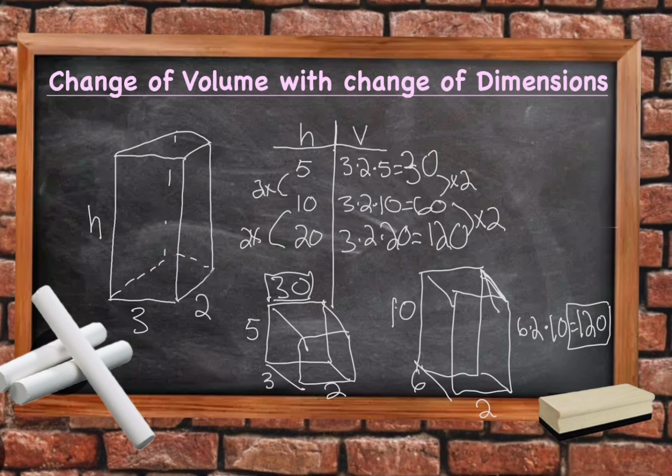Well, what happened here is that when we doubled both of the two dimensions, we doubled 5 and 3, we didn't simply multiply by 2, but we multiplied by 2 and then multiplied by 2 again. Basically, we multiplied by 4.